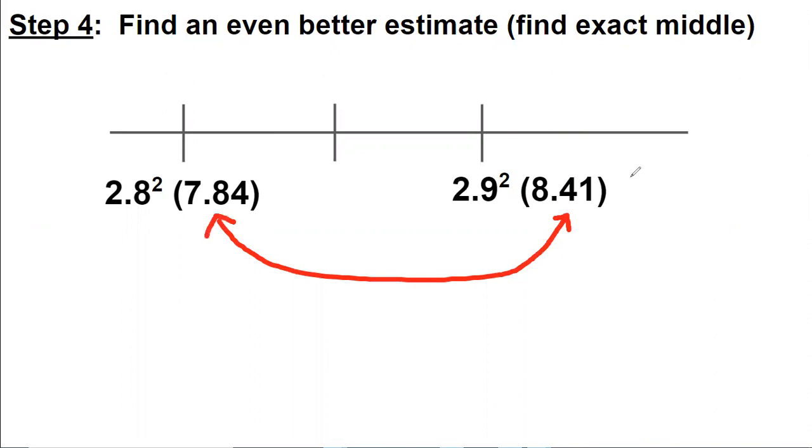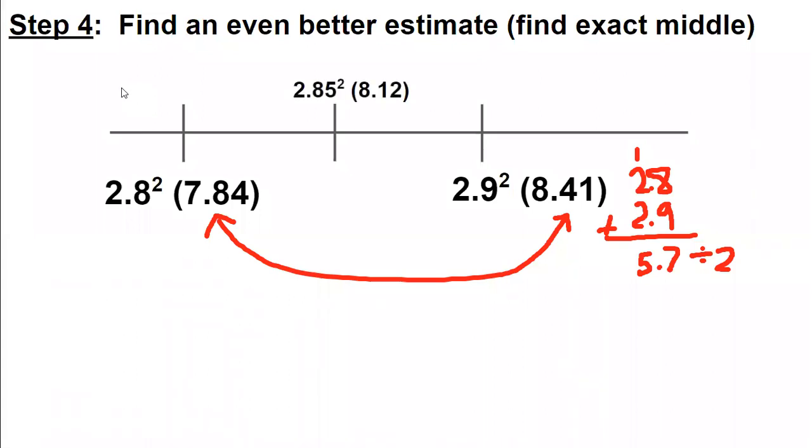How do I get that? I'm going to add 2.8 and I'm going to add 2.9 and I'm going to add those together. I get 17, carry the 1. I get 5.7. And then I'm going to take 5.7 and divide it by 2. And that will give me my middle number, the exact center between 2.8 and 2.9. So let's put that into our chart here. So 5.7 divided by 2 is going to give me 2.85.